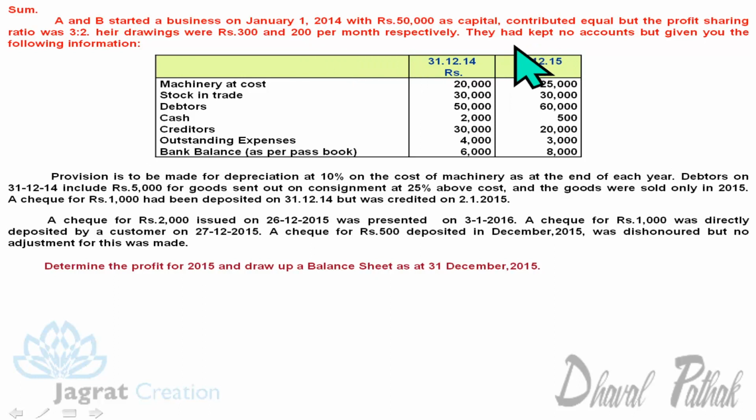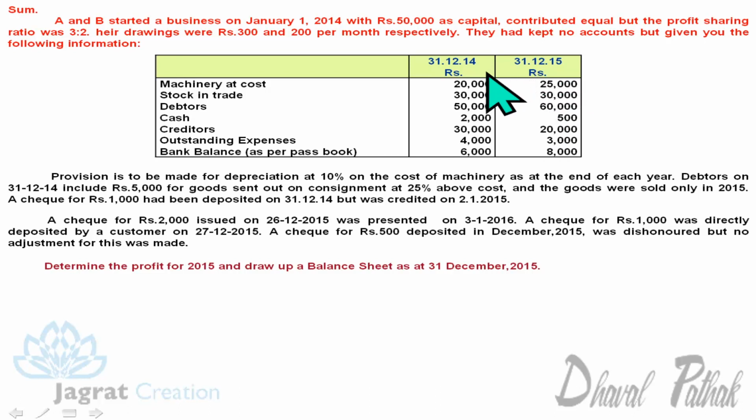We will also prepare a statement of affairs as on 31st of December 2015. We will find out the capital as on 31st of December 2015. This capital as on 31st of December 2015 will be compared with the capital on 31st of December 2014. We are also going to consider the drawings for the purpose of finding out the profit. And this is how the profit of 2015 also will be found out. Now the next point.